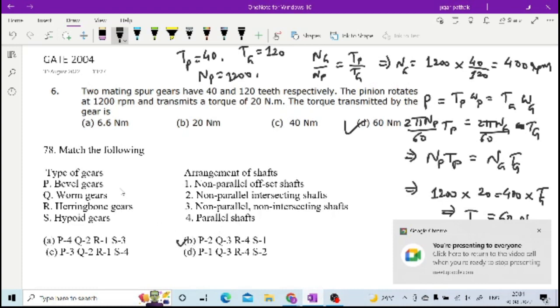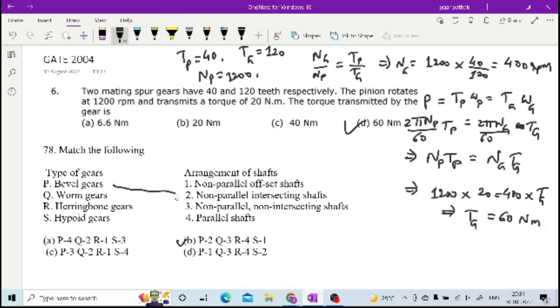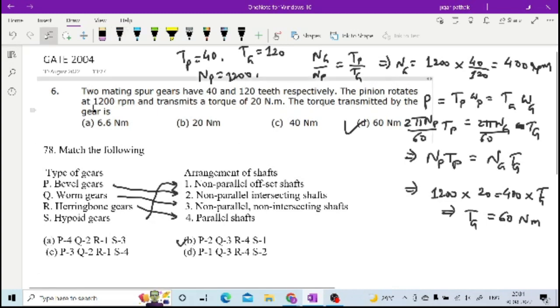So I guess it is simple. Bevel gears are non-parallel, non-intersecting shaft. Then this worm gear is non-parallel. Okay, yes, non-parallel, non-intersecting shaft. Then herringbone is given as parallel shaft, correct? And then this hypoid gears, correct, as non-parallel and offset shaft. Okay, correct. So this is how you are having your second question.